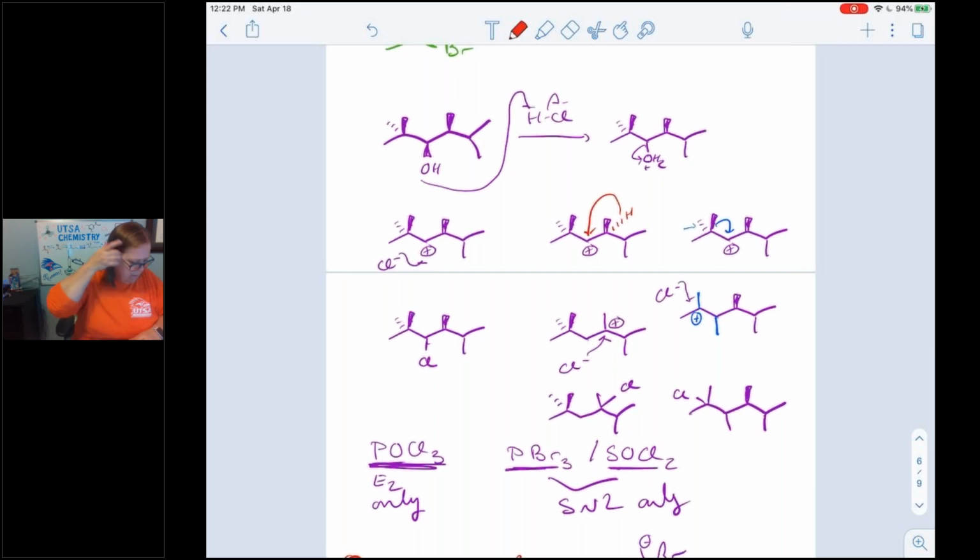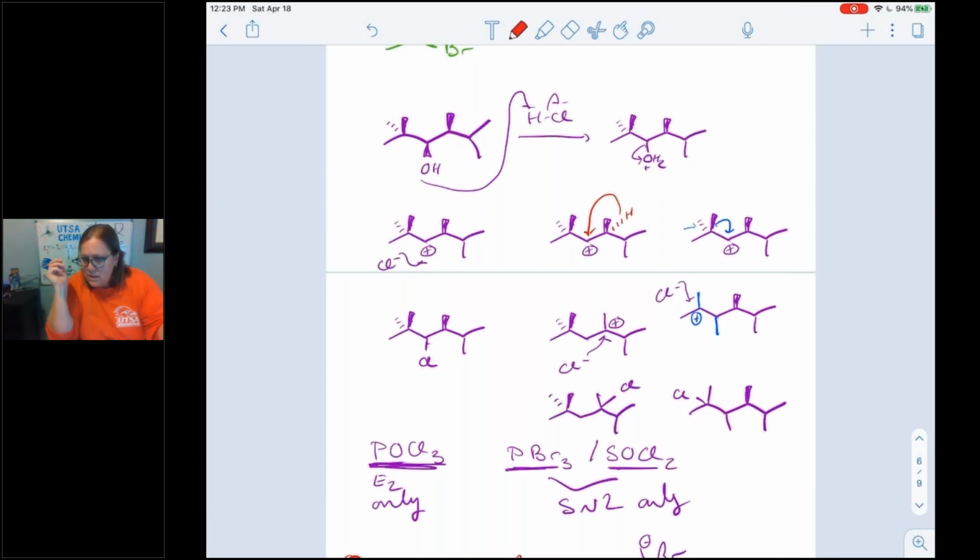Anytime you have an acid and a secondary or a tertiary, I mean, here's the deal. Anytime you have an acid and a secondary or a tertiary substrate, you are going to form a carbocation. Once you form that carbocation, all stereoselectivity is out the door because you can't, right? You can't have a backside attack if I can attack either side.